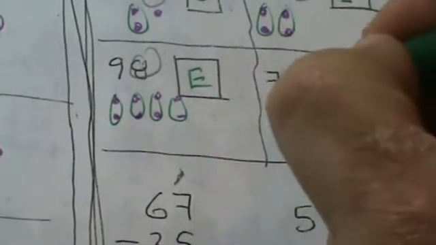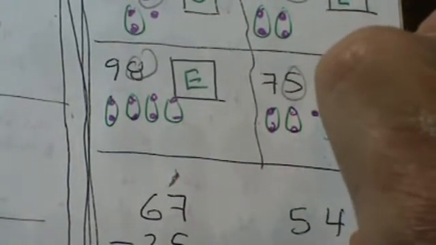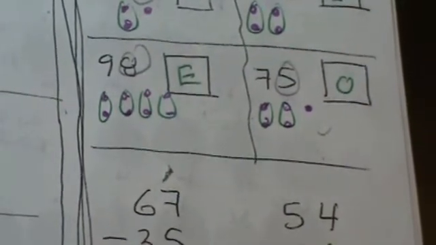Next one is 75. I draw 5 circles. 1, 2, 3, 4, 5. Now I made the pairs. Pair, pair, and this one is alone. This doesn't have a pair. So this is odd.